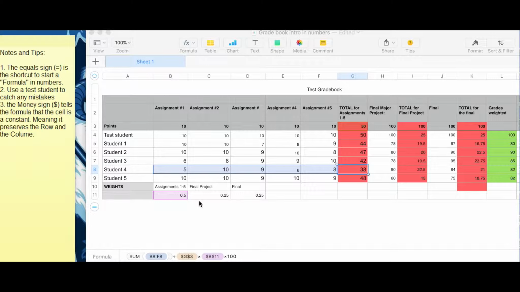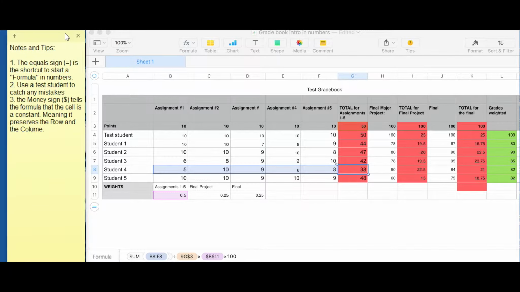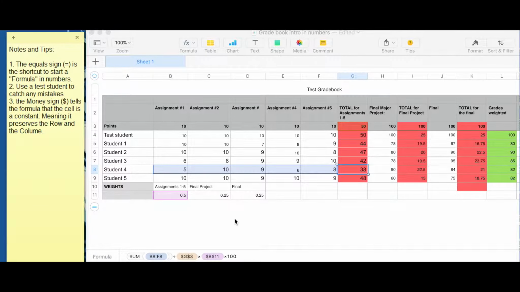There's a few formulas here that will become very helpful. If you've never written a formula before, please don't be put off. Much easier than it looks. So I put a few tips and tricks here on the side: how to get a formula started, always using a test student, and the money symbol, which really confused me the first time I saw it.